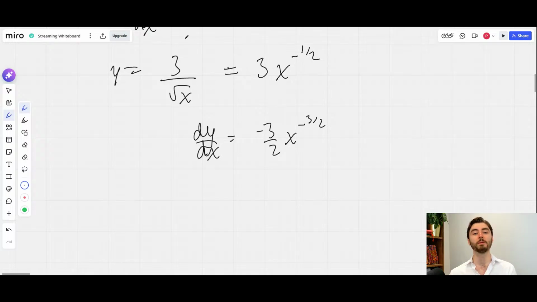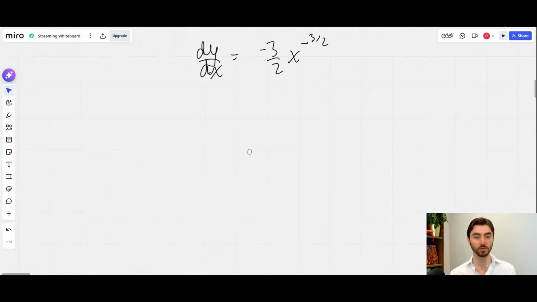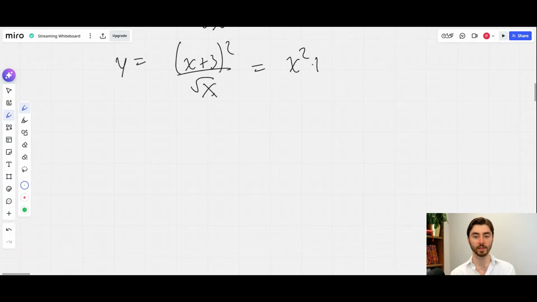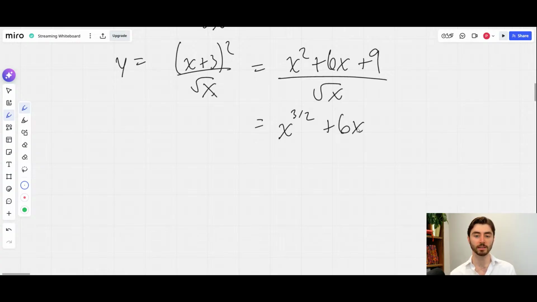And so we see this type of thing a lot in the ESAT. Rewriting it in differentiable form, by which I mean x to a power, and then differentiating. So for instance, if we also have y equals x plus 3 squared all over the root of x, say, first thing you would do is square this out, and then divide by your root x. And then using your power laws, that would become x to the 3 over 2, plus 6x to the half, plus 9x to the minus a half, which we could then differentiate.